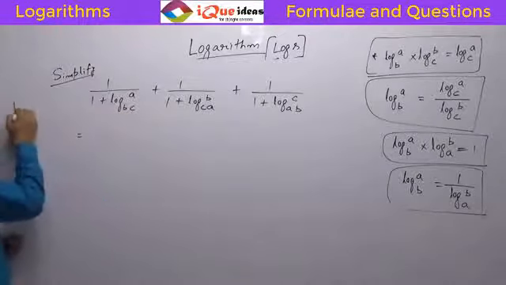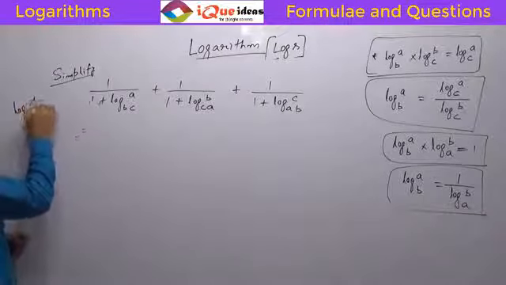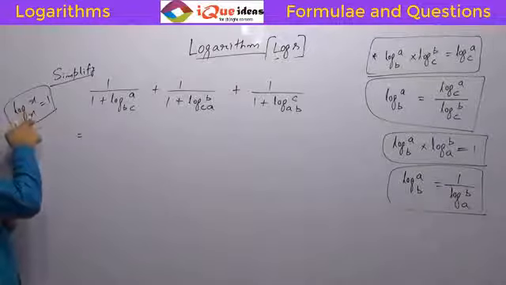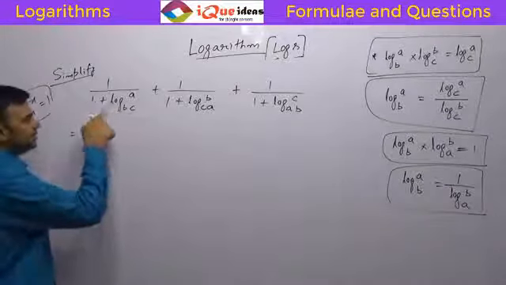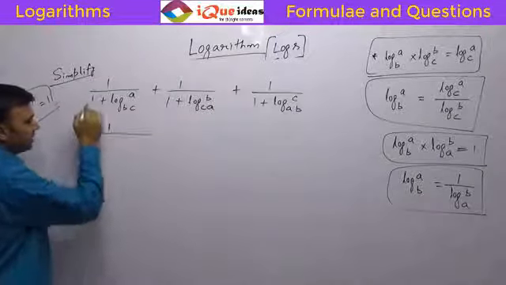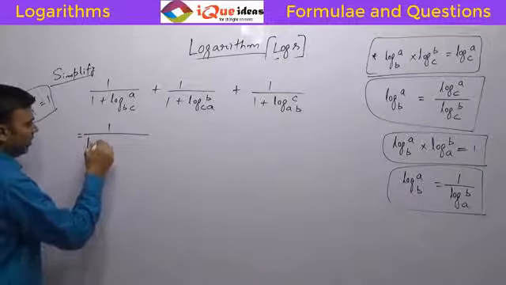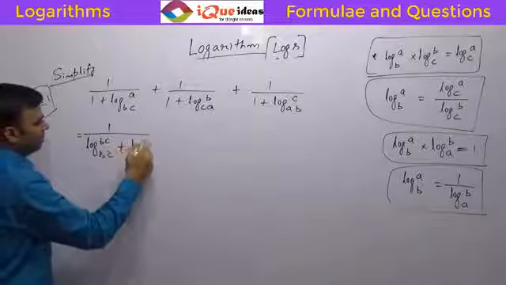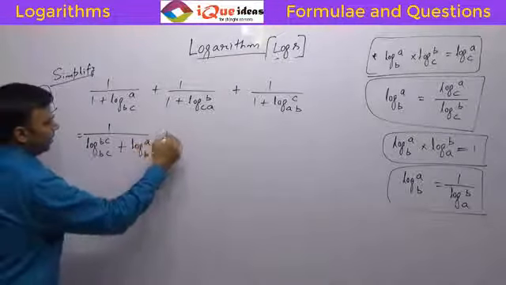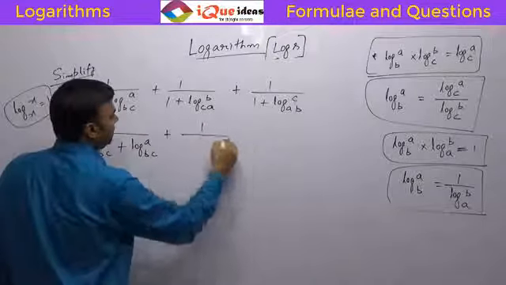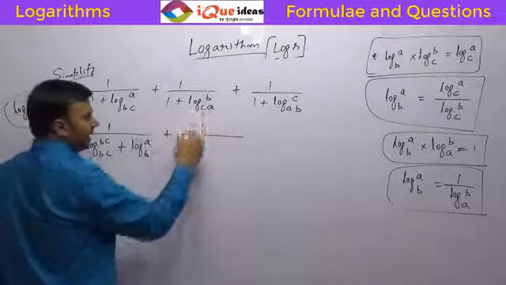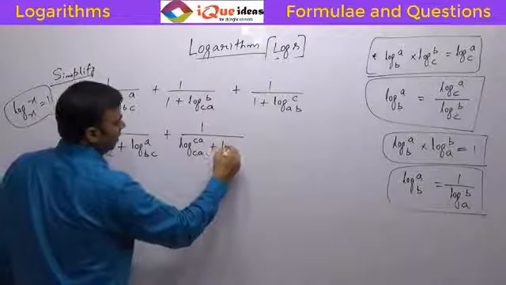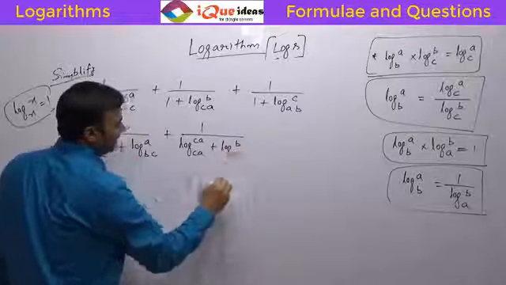We know that the log of any number to its own base is equal to 1. So this 1 can be written as a log of a number to its own base. Here the base is BC, so this can be written as log of BC to the base BC plus, this is already, log of A to the base BC. Similarly, in the next one, it is 1 divided by, because of this CA, log of CA to the base CA plus log of B to the base CA.